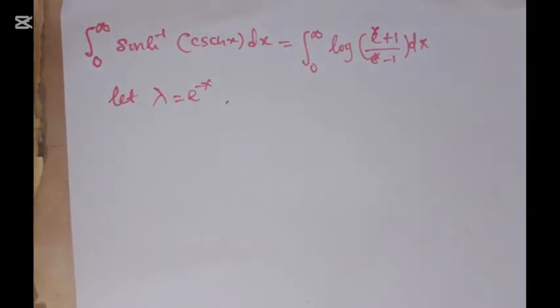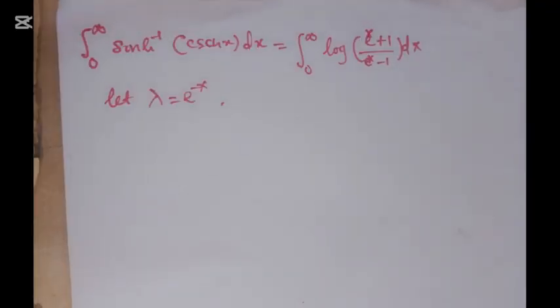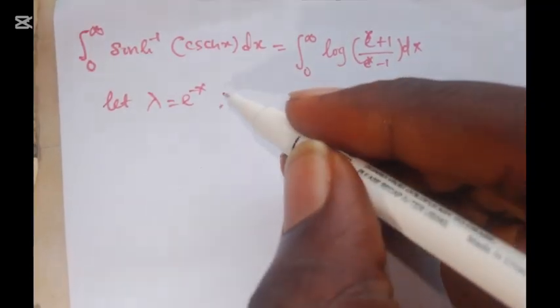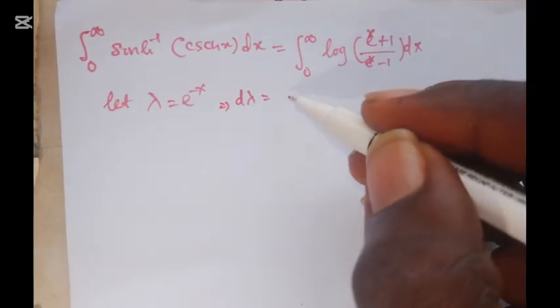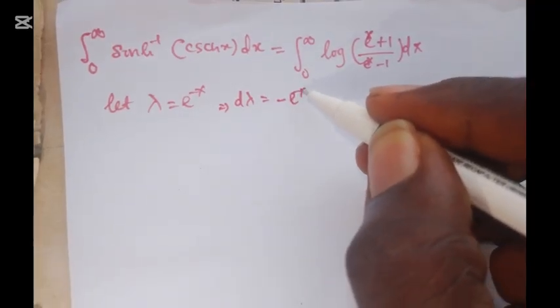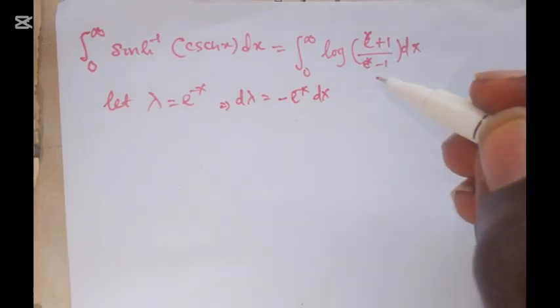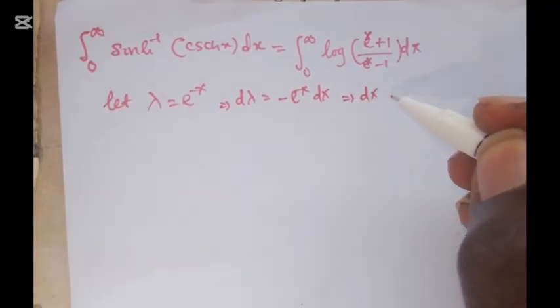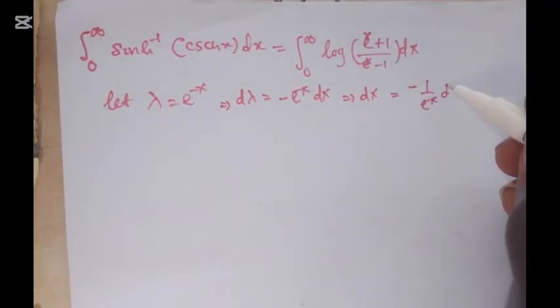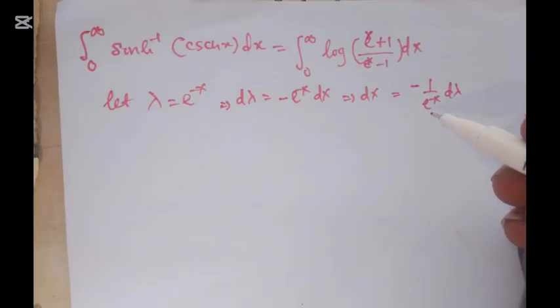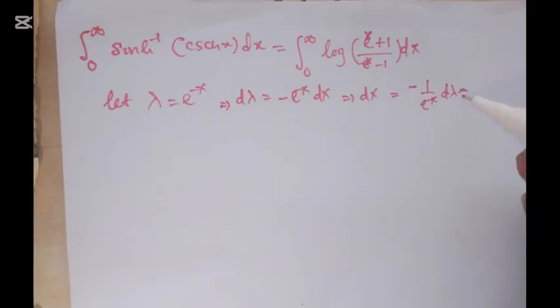All right, that is the inverse of the lambda. Do you get what I'm saying now? If lambda is exponential negative x, then exponential x will be 1 over lambda, right? Then you differentiate. So we differentiate lambda, we have d lambda. Then if we differentiate the exponential negative x, we have negative exponential negative x dx. Then if you make dx the subject of the formula, dx is equal to negative 1 over exponential negative x, d lambda. I remember that exponential negative x is lambda, so this will be equal to negative 1 over lambda, d lambda.